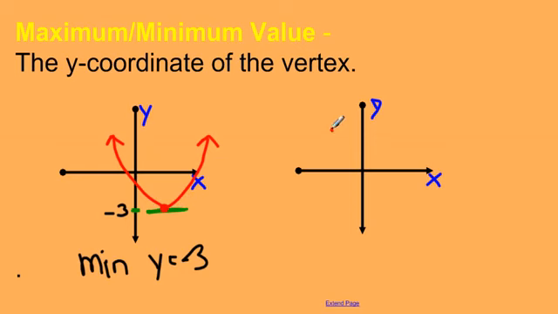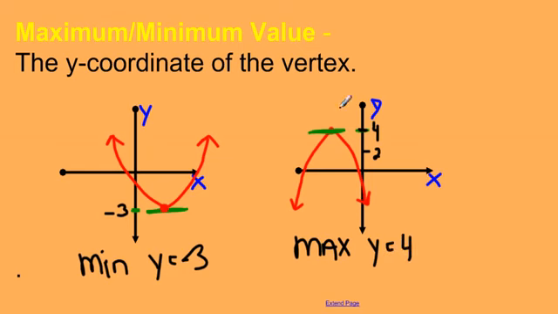If my parabola opens downwards, it's going down forever. So it's going to have a maximum value at the vertex. So at this point right here, and we'll say that is 4. So this one would have a max at y equals 4, which would be the y-coordinate of the vertex.